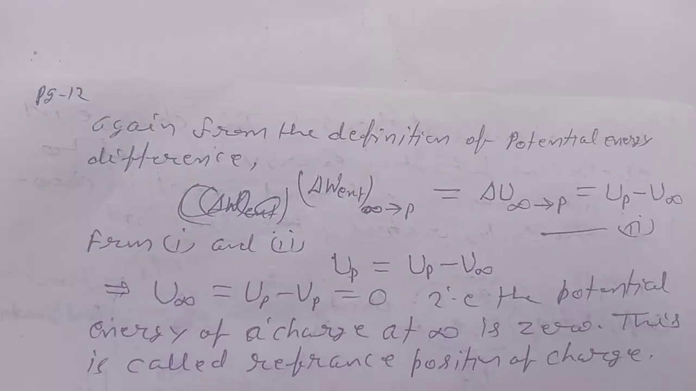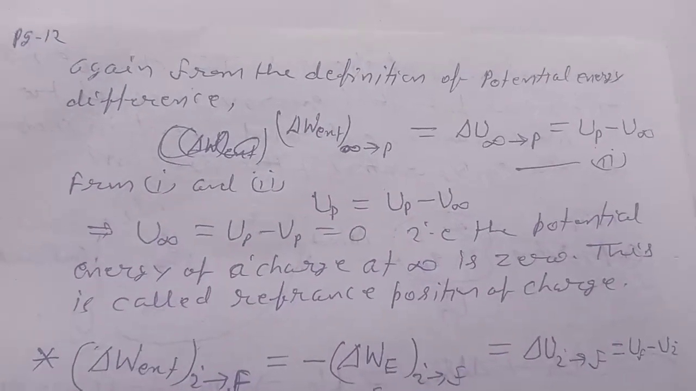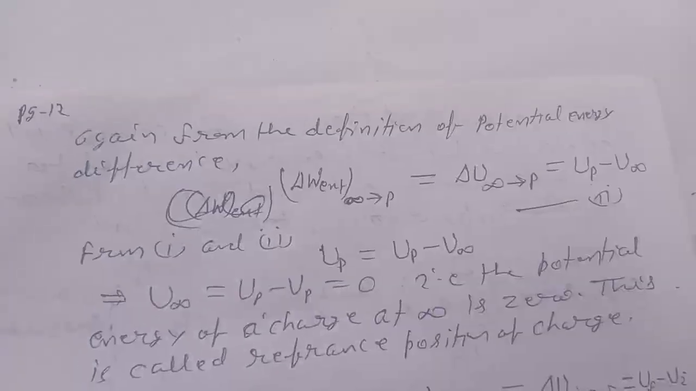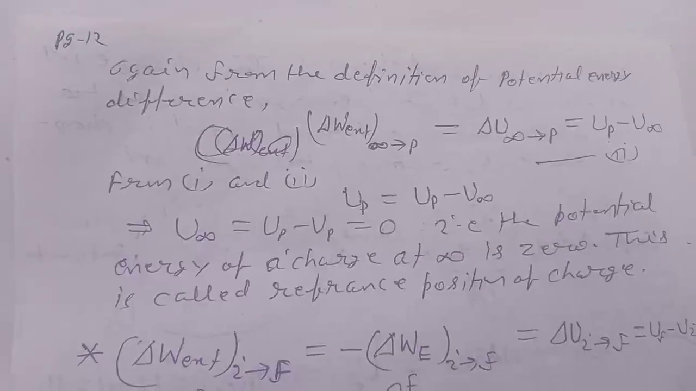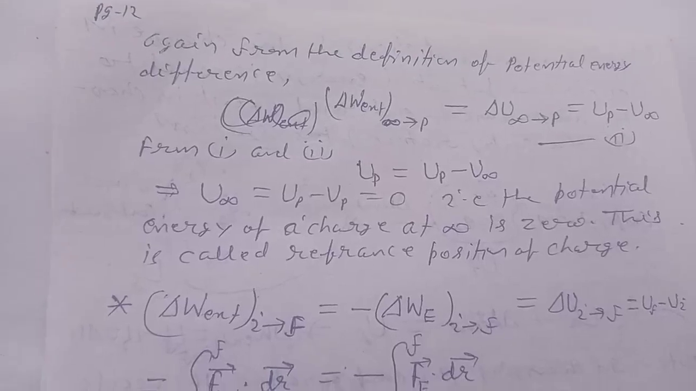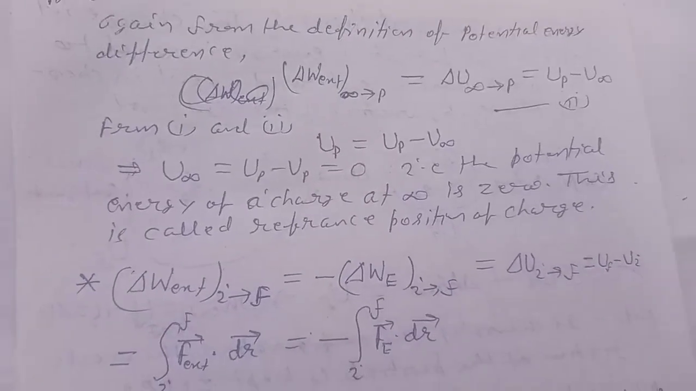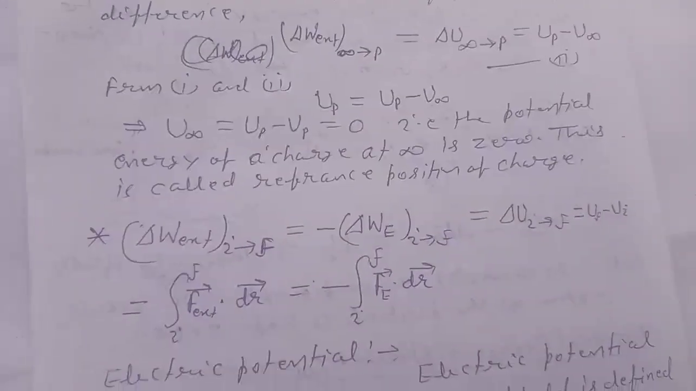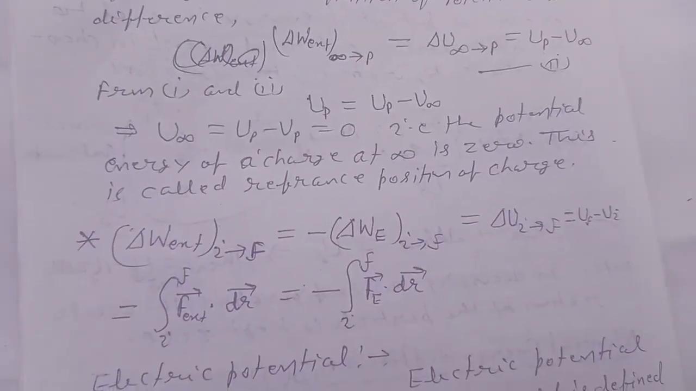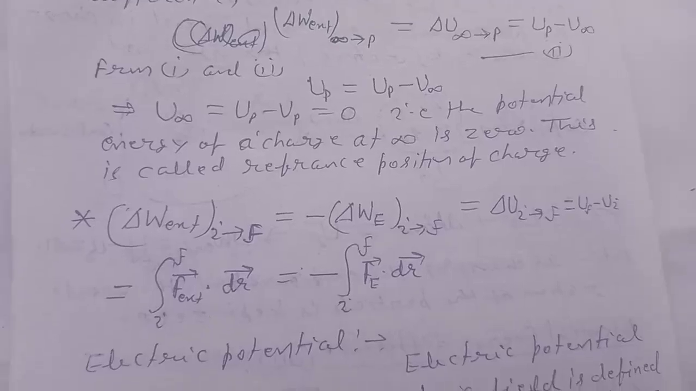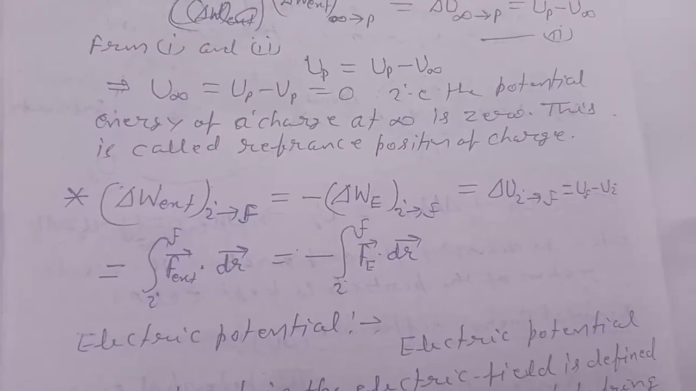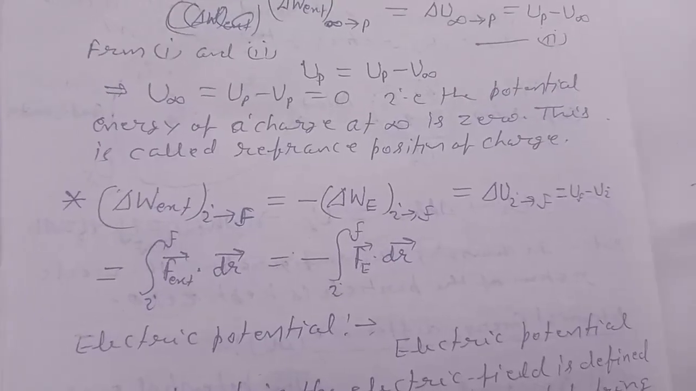Again, from the definition of potential energy difference, delta W external from infinity to P equals delta U from infinity to P, equals UP minus U infinity. From 1 and 2, UP equals UP minus U infinity. This implies U infinity equals UP minus UP, equal to 0. That is, the potential energy of a charge at infinity is 0. This is called the reference position of charge.